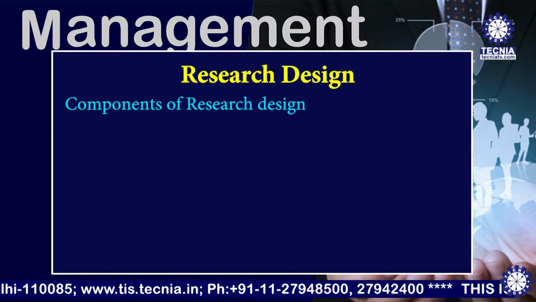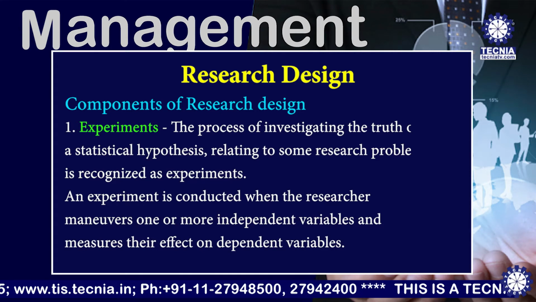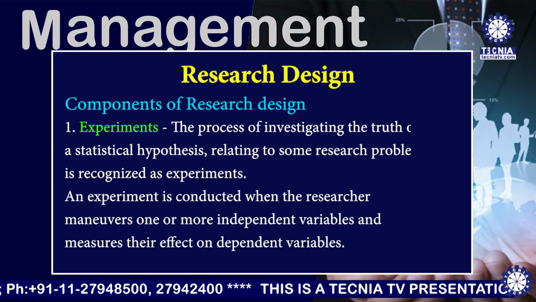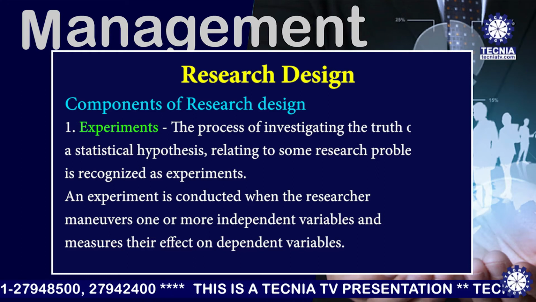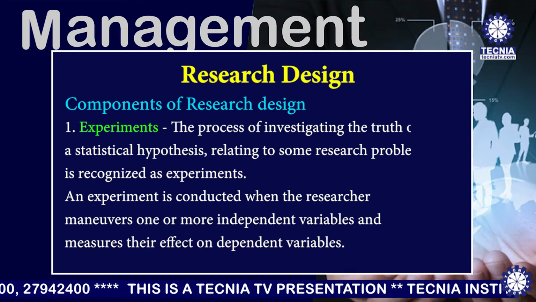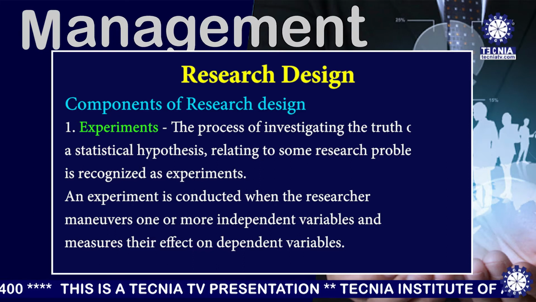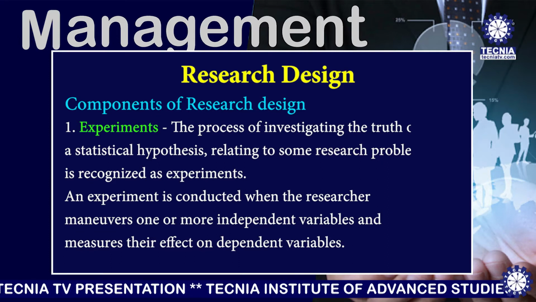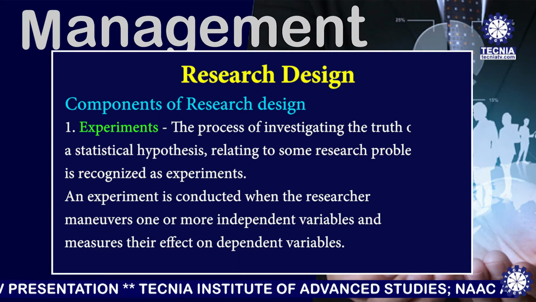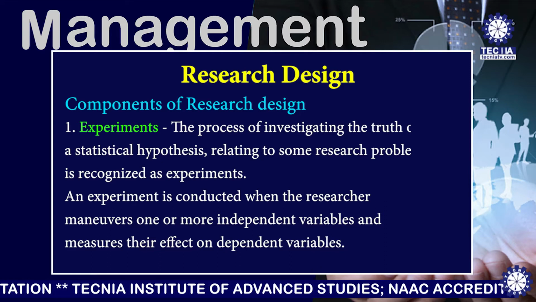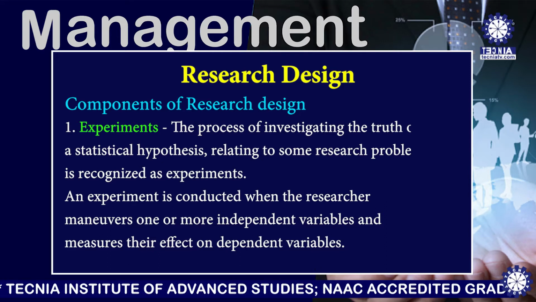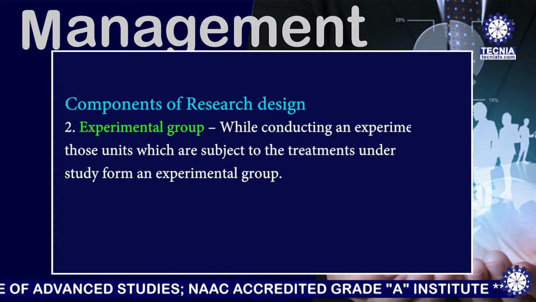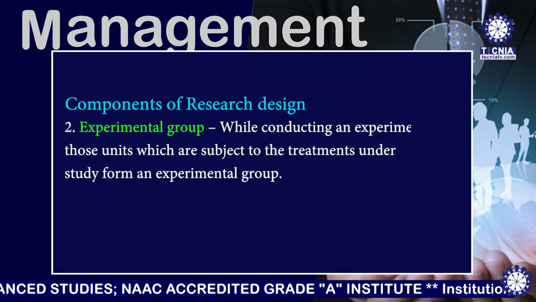The first one, that is the experiment. It is the process of investigating the truth of a statistical hypothesis relating to some research problem, recognized as experiments. An experiment is conducted when the researcher maneuvers one or more independent variables and measures their effects on dependent variables. The second component is experimental group.